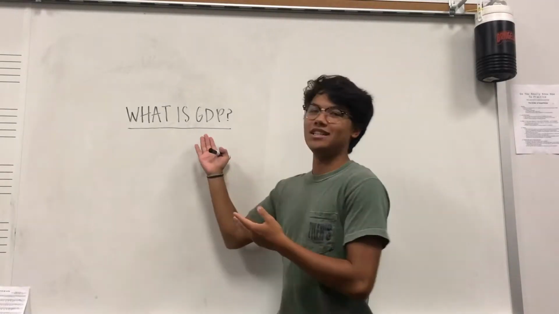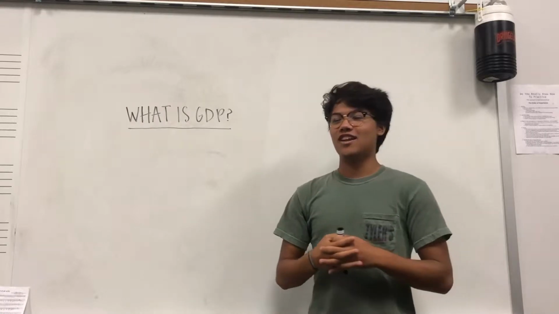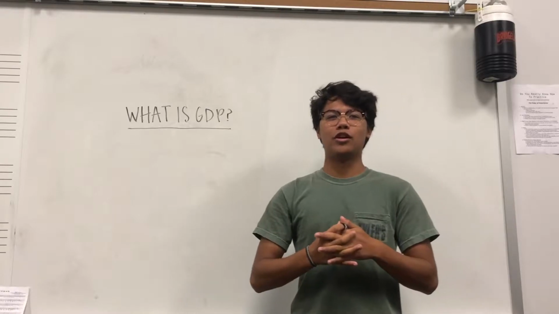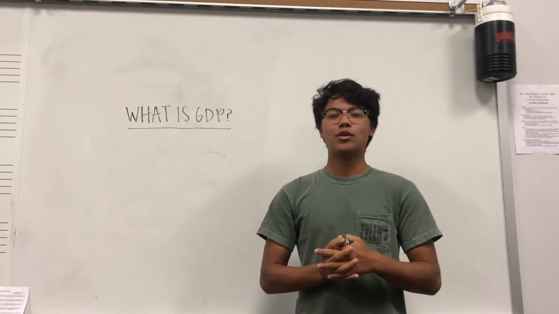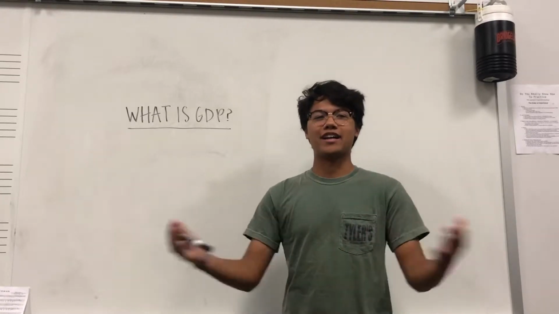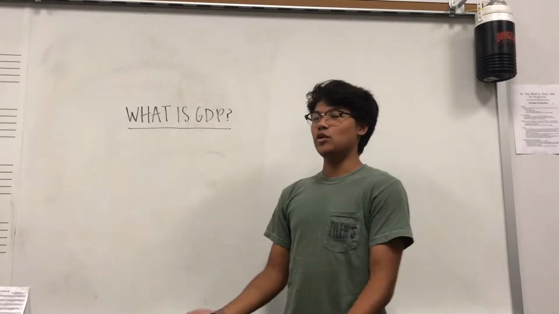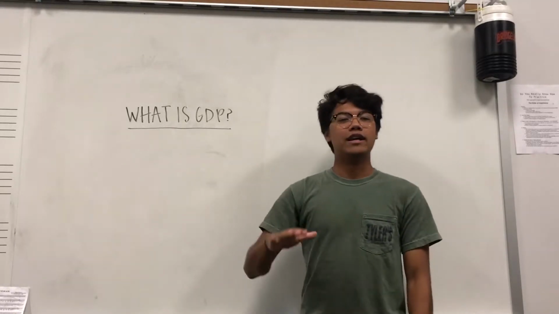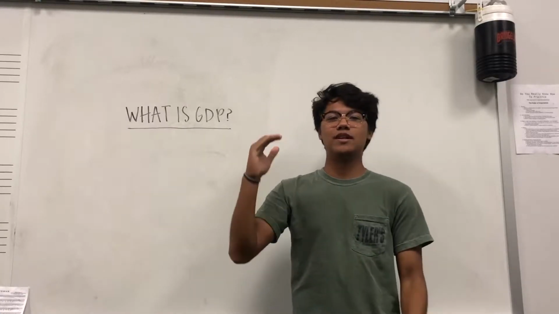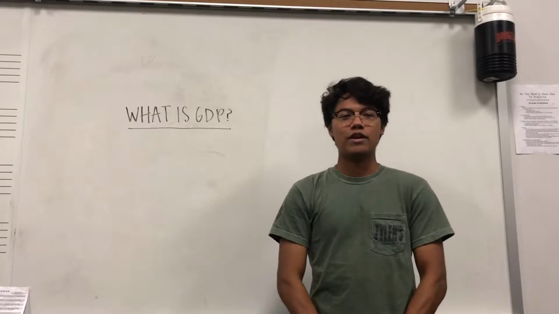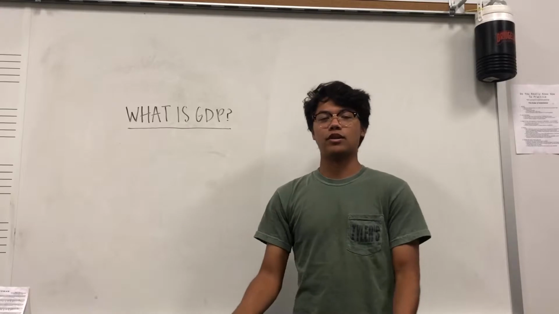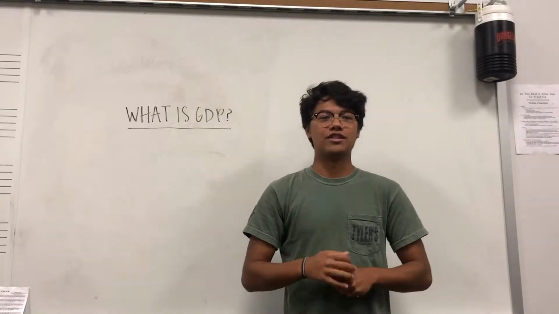What is GDP? GDP is an acronym that stands for Gross Domestic Product, which is the total dollar value of final goods and services produced in a given country in a given year, and it measures a country's economic growth. For example, the United States GDP right now is somewhere around $21.3 trillion, which is the highest GDP internationally. Another way of measuring GDP is GDP per capita, which is GDP divided by the total population, and that measures a country's standard of living.